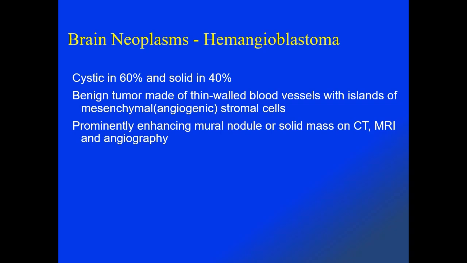Hemangioblastomas are cystic in 60% and solid in about 40%. They are benign tumors made of thin-walled blood vessels with islands of mesenchymal angiogenic stromal cells. They typically demonstrate a prominent enhancing mural nodule or enhancing solid mass on CT, MRI, and angiography.